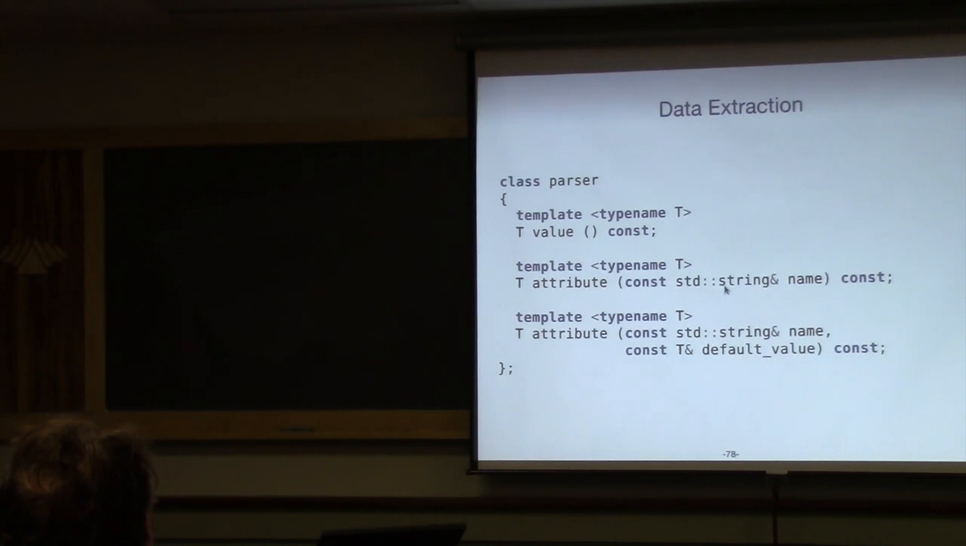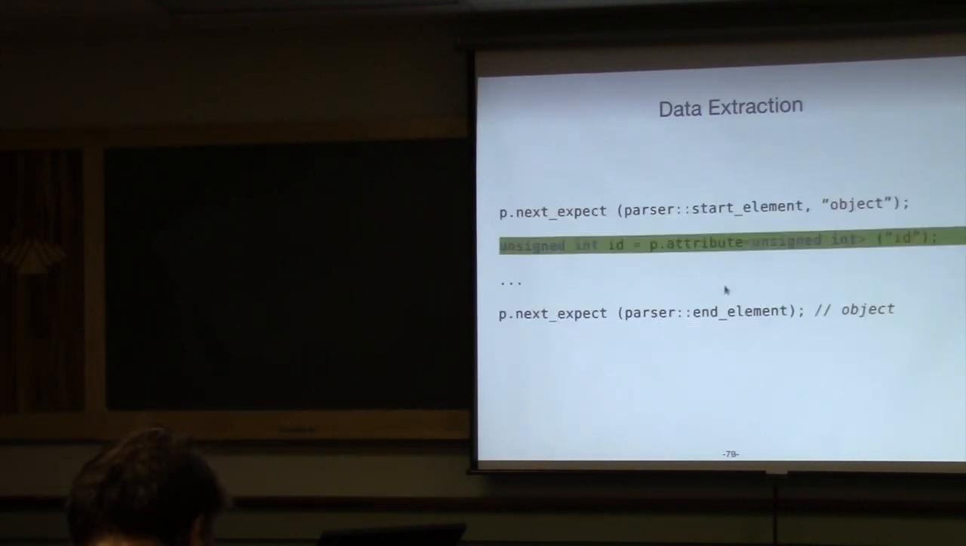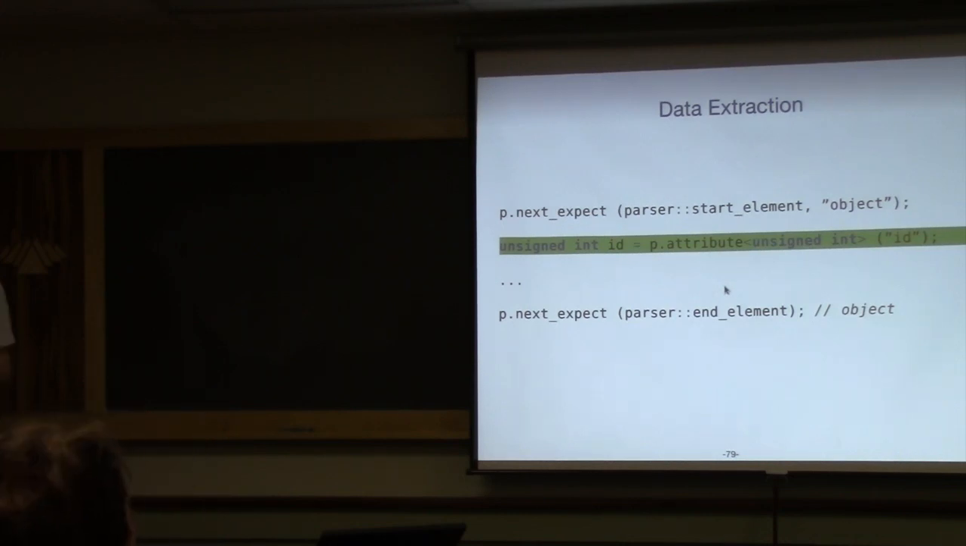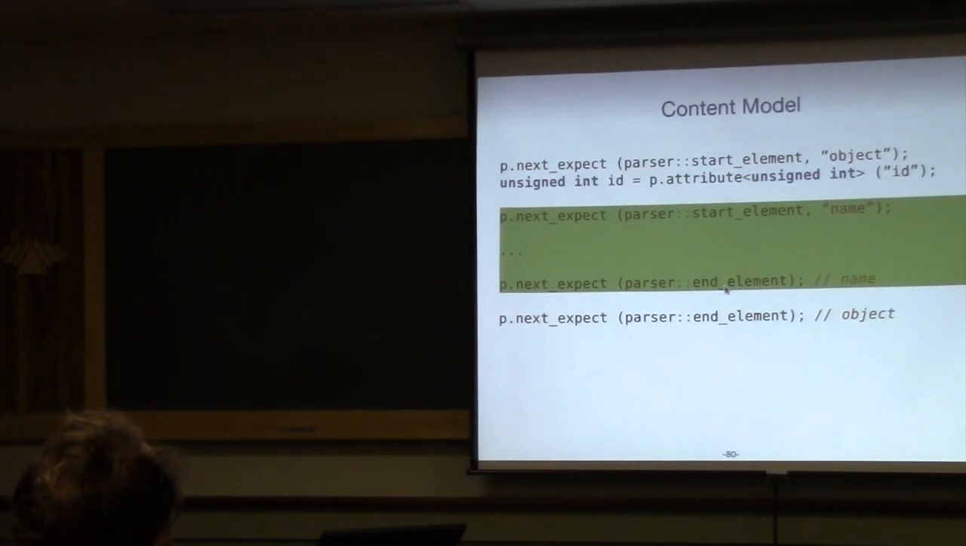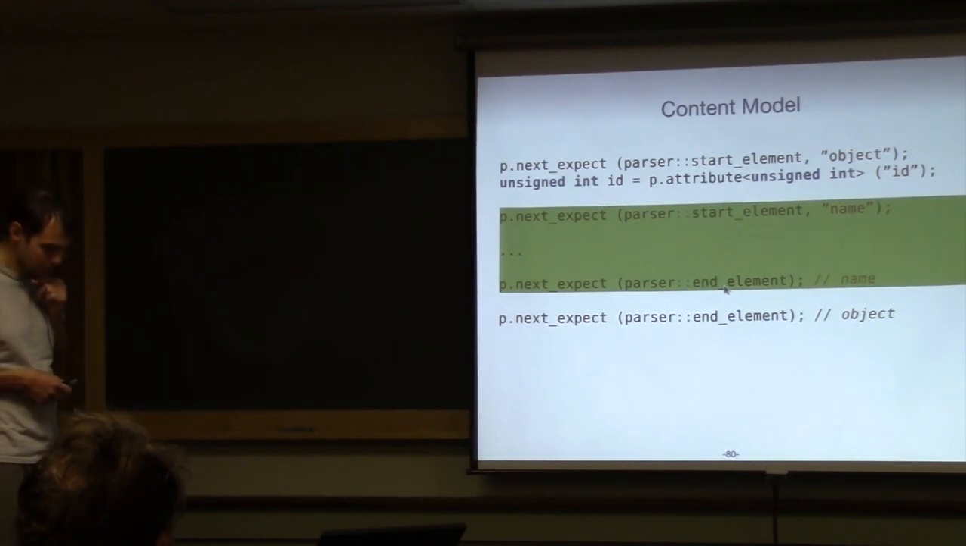The question was, how does it convert string to the value type, and I'm going to get to that right now. So using this API, getting the ID as an integer is pretty easy. Let's now try to parse the name element.